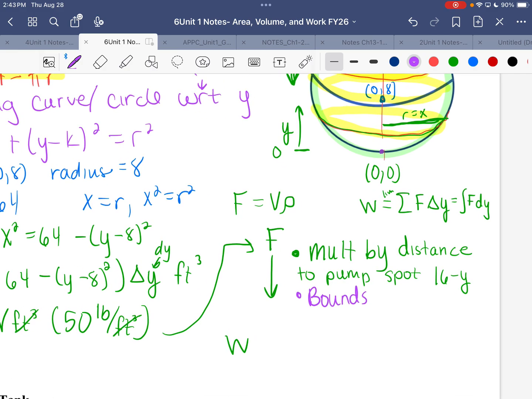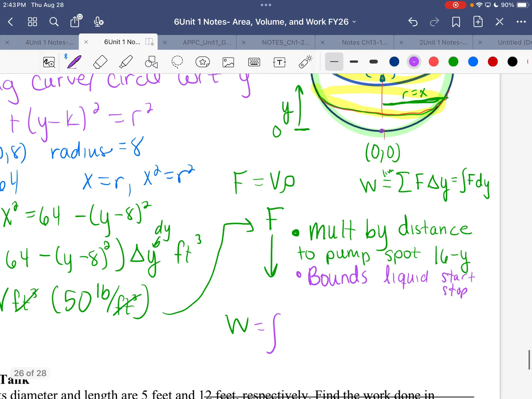All right, what are the bounds gonna be? The bounds in all work problems are where we're trying to displace the object or whatever we're moving to and from. So the object we're moving is the liquid. So the bounds are gonna be the liquid start and stop. Okay, so the bounds here, Colin, what are the bounds gonna be? 0 to 16, because it was full.